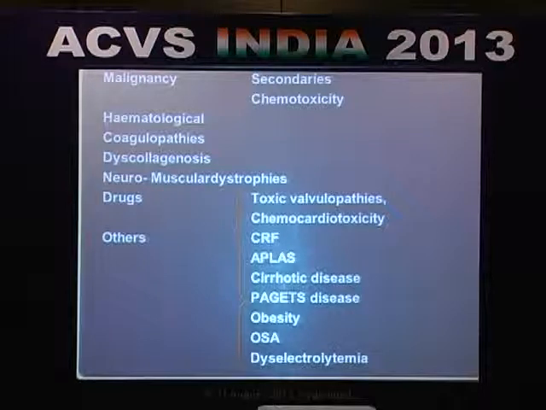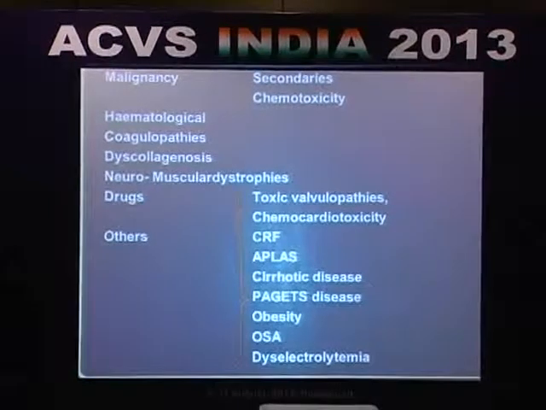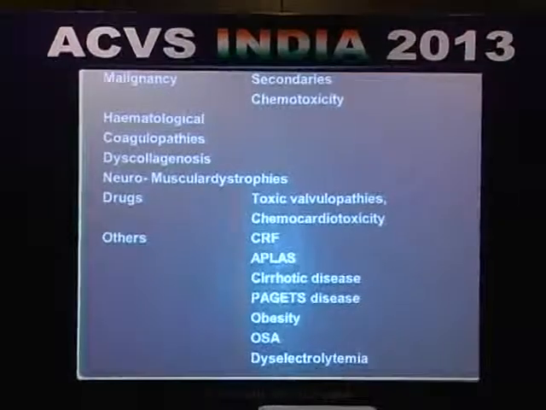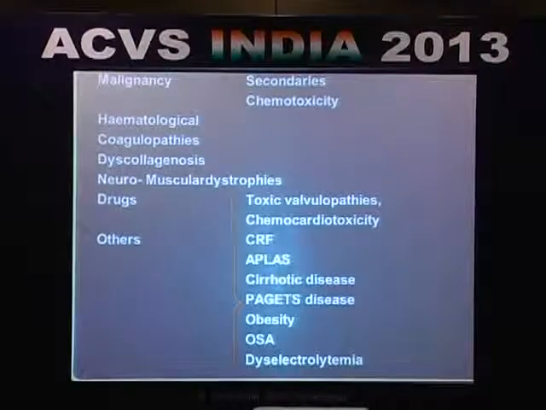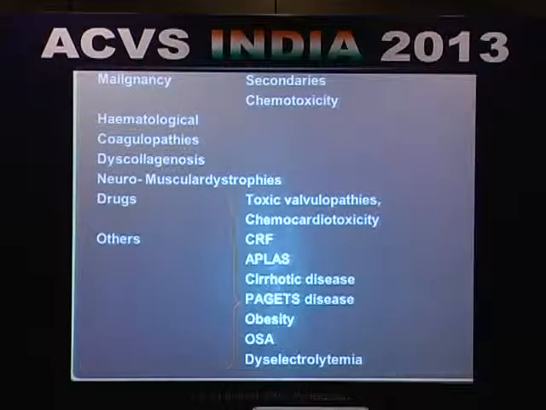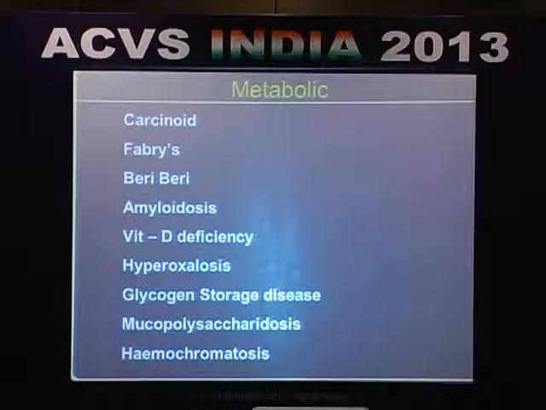Then you have antiphospholipid antibody syndromes, and cirrhotic liver disease can present as a cirrhotic cardiomyopathy. I will show you one example. They may also come with pulmonary arterial hypertension. Then you have Paget's disease, which is not a common problem for us, but it can also present with heart disease, obesity, heart disease, and so on. So these are all metabolic disorders, as you can read, which can present dominantly with a cardiac problem.